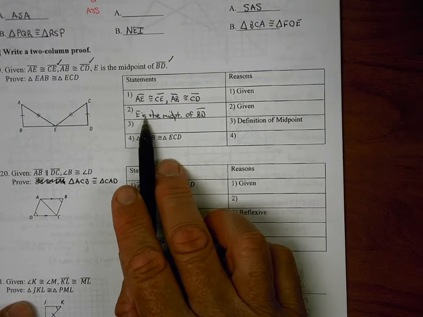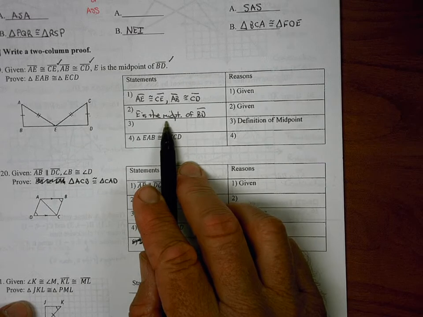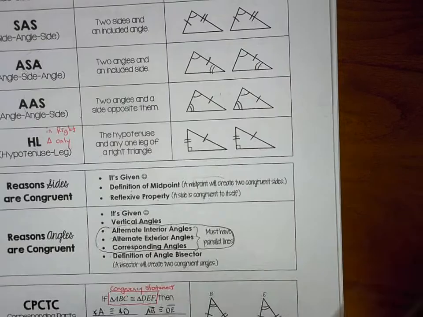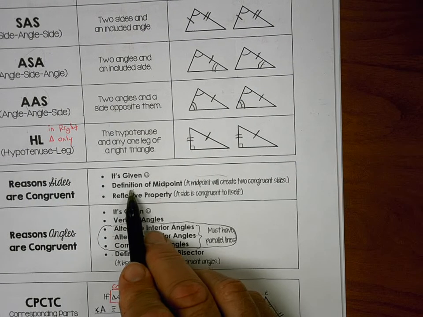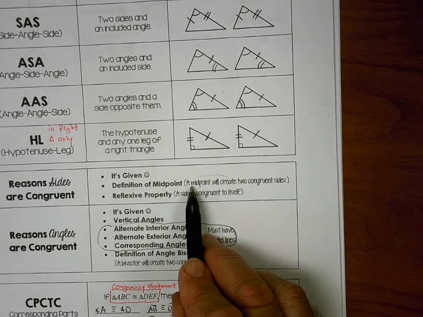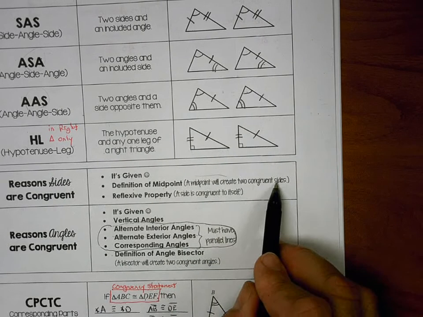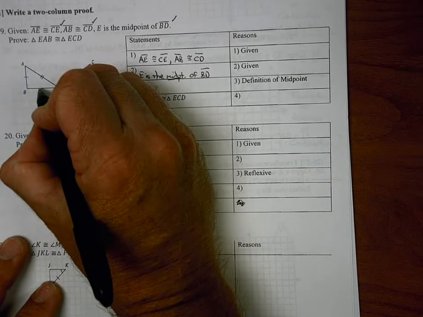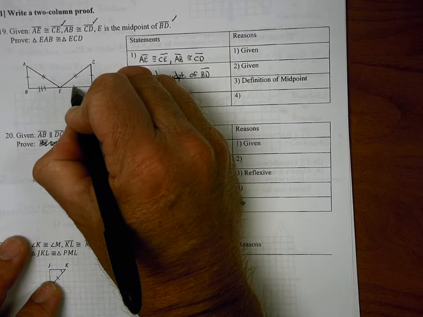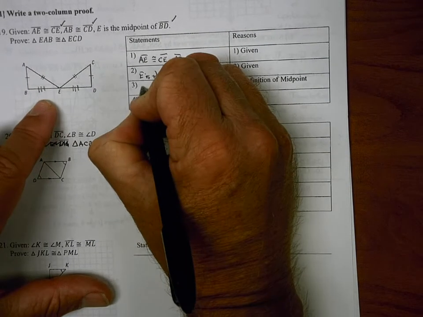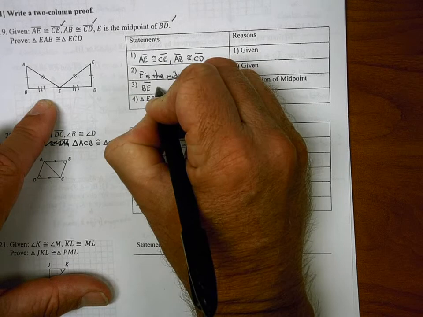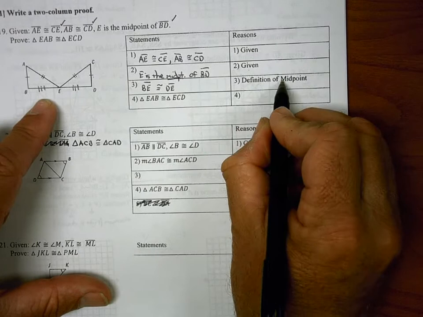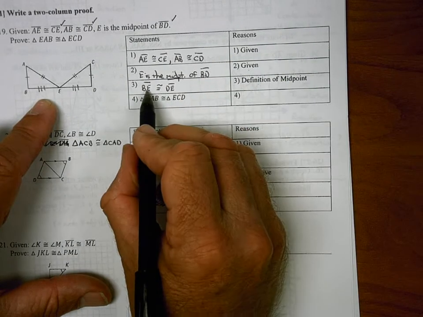Okay, but now this is where I have to use my understanding of geometry. I'm using the word midpoint right here. So what does that word midpoint mean? Now remember, we had these notes right here, and we said in our notes the definition of midpoint is a midpoint will create two congruent sides. So because E is the midpoint of BD, that means it creates these two congruent sides here, B to E and D to E. And that would be my third statement, that side B to E is congruent to side D to E. And what is my reason for that? Well, that was the definition of midpoint. Midpoint creates two congruent sides.